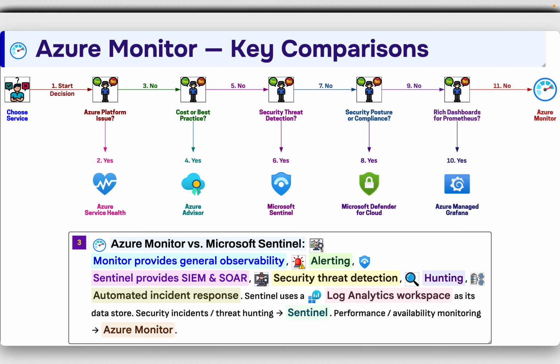Next, Azure Monitor versus Microsoft Sentinel. Azure Monitor provides general observability and alerting. Microsoft Sentinel provides security information and event management and security orchestration, automation and response for security threat detection, hunting, and automated incident response. Sentinel uses a log analytics workspace as its data store. If the question is about security incidents or threat hunting, the answer is Sentinel. If it is about performance or availability monitoring, the answer is Azure Monitor.